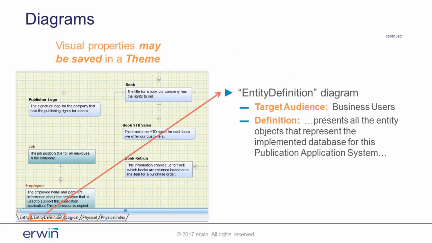Our next diagram, looking at the tabs along the bottom of the diagrams, is Entity definition. Well, it's a very different appearance. Here, the background for the diagram looks like grid paper. Each entity is represented by a box with the title of the entity above the box. But look what's inside the box: a definition of the entity.